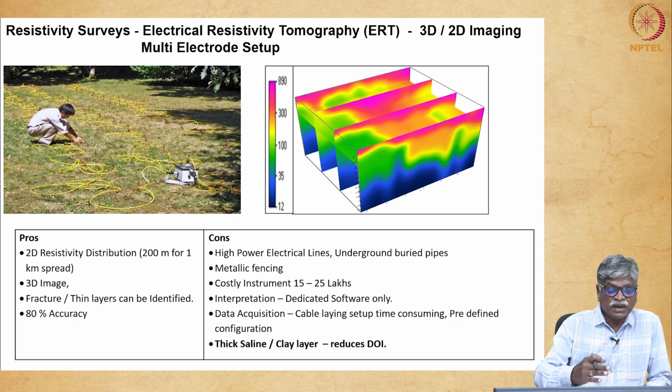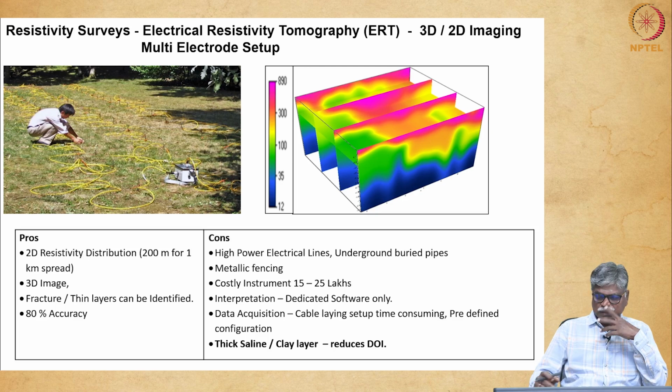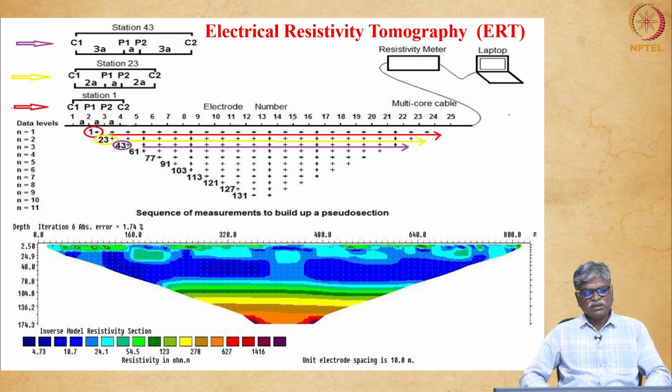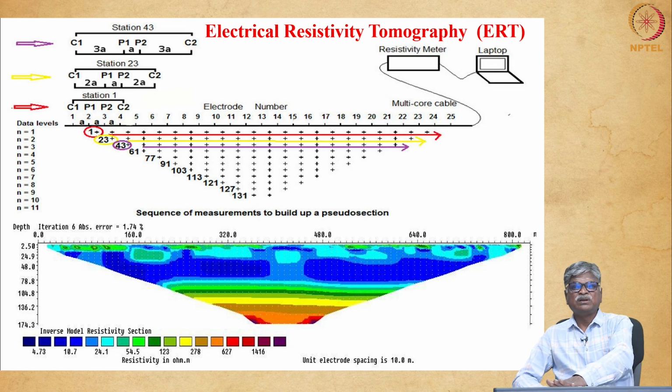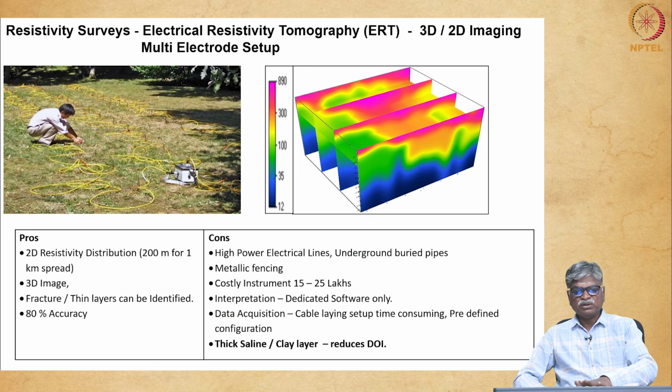So you will get this type of result, I will show you next. In parallel, if you are doing that, a 3D interpretation, a 3D figure also you will get. You see, this is the single profiling. If you are doing single profiling, you will get this type of interpretation. If you are doing multiple parallel lines, you will get this type of 3D figure. This is the ERT method.